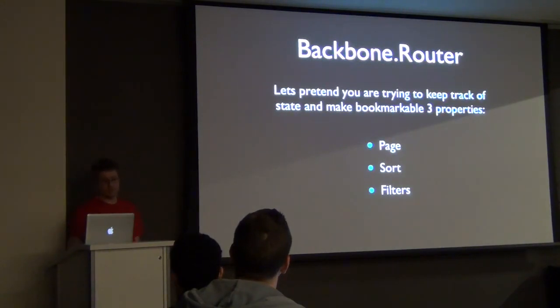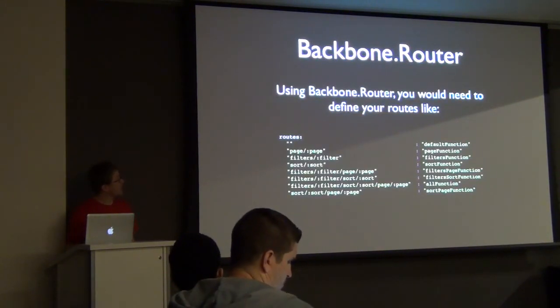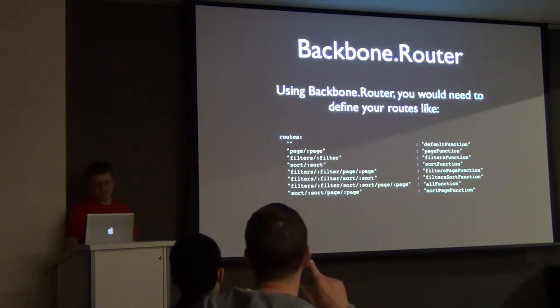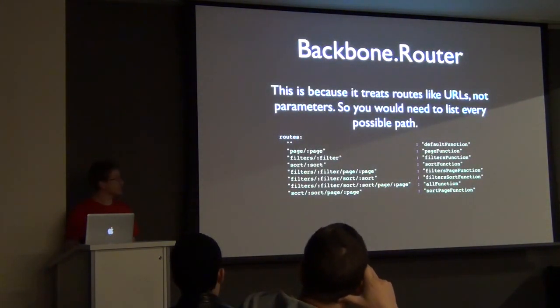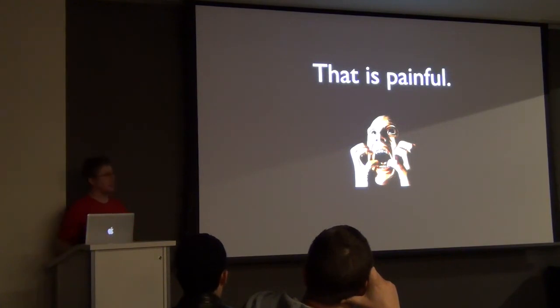So let's pretend you're trying to track the state of 3 properties, let's say page, sort, and filters. If you use a Backbone.Router the normal way, you would have to define your routes like this. And that's because it treats all routes like URLs, so each has to be unique. So you'd have to create a route for every possible combination. You'd have your default route, one if you're specifying the page, one for filters, one for sorts, one for filters with page, filters with sort, and yada yada. That's 8 routes for 3 parameters you want to track. For 4, you'd have to define 15 routes. And that gets pretty big.